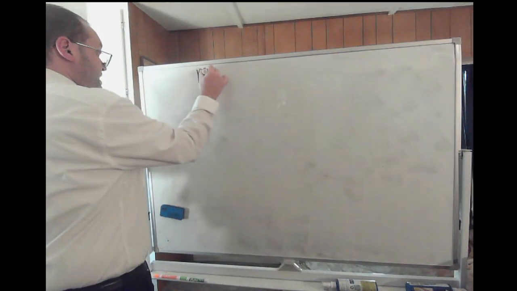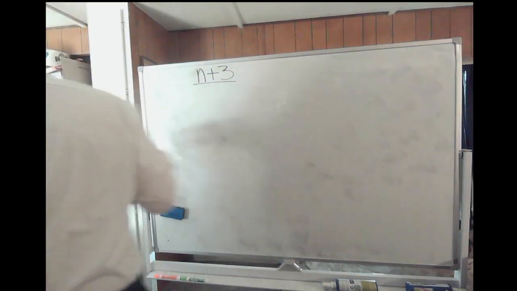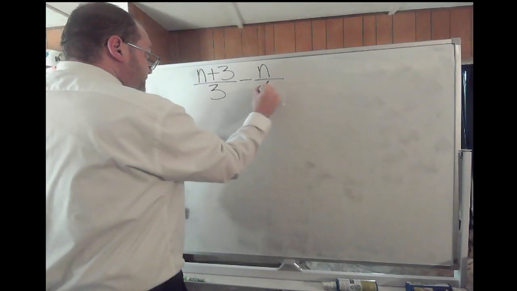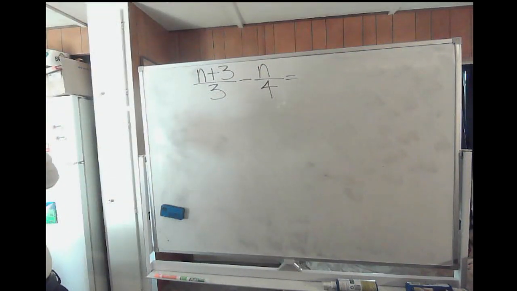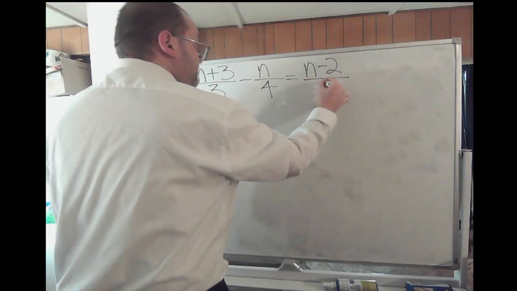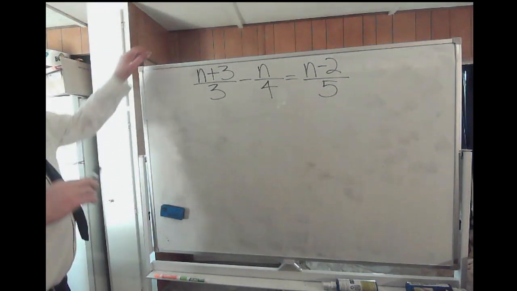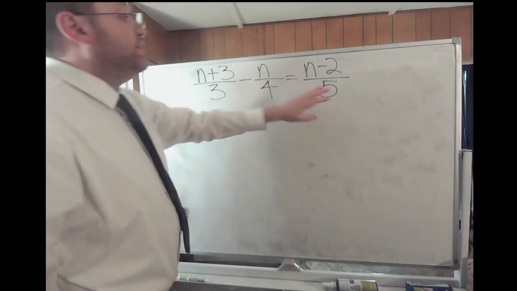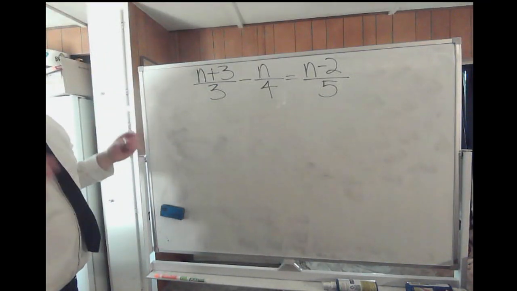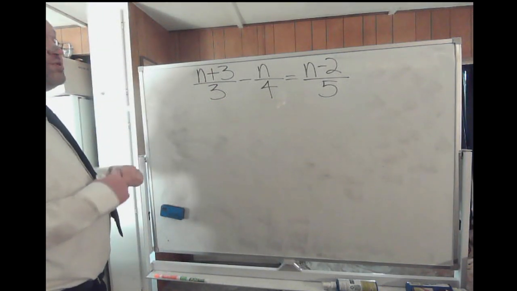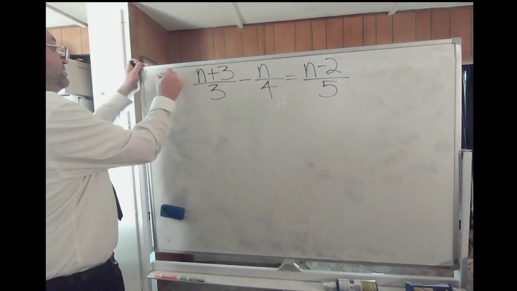And 2 more. Alright, let's see. We have n plus 3 all over 3 minus n all over 4, which is equal to n minus 2 all over 5. Okay, so we have 3 denominators here. We have 3, 4, and 5. What would be your least common denominator between 3, 4, and 5? It's going to be 60. 60 would be your least common denominator.